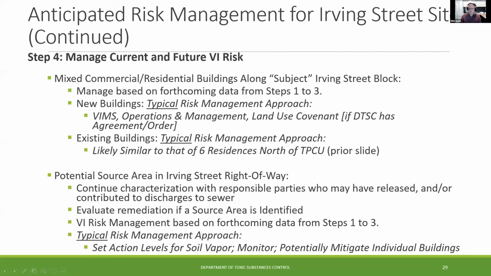For source areas that we may find in the Irving Street right-of-way itself, that's a tougher nut to crack, but early on it will be continued characterization with responsible parties that may have released or contributed to discharges to the sewer, may have released to that area or contributed to sewer discharges in that area. We would evaluate remediation if a source area is identified and confirmed, and we've characterized it. And then the risk management would, again, follow the step 1 to 3 process.